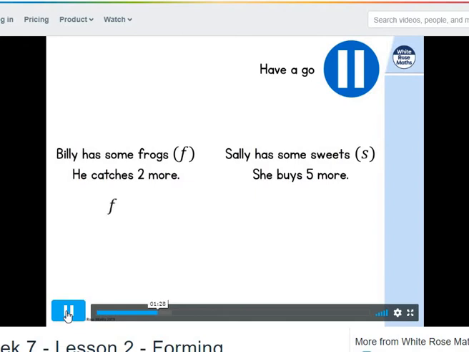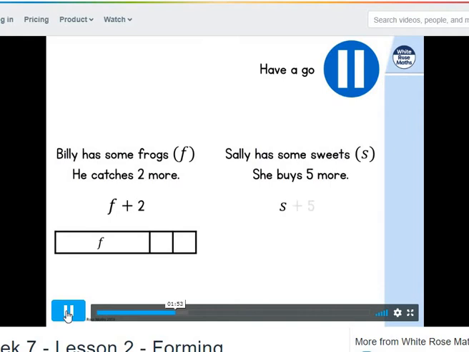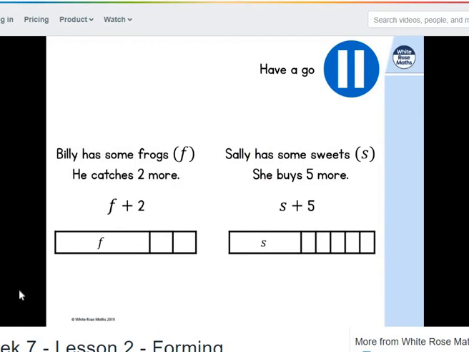Let's have a look then. So let's take that F representing Billy's frogs that he had. And then he catches 2 more frogs. So F plus 2 will be our expression. If we could represent that as a bar model, the F represents Billy's frogs, and then it's got 2 more. What about for Sally? Well, we take Sally's sweets that she's got, which we're going to represent using the letter S, and then plus 5 because she buys 5 more. And our bar model is we've got our S, and then we've got 5 more.